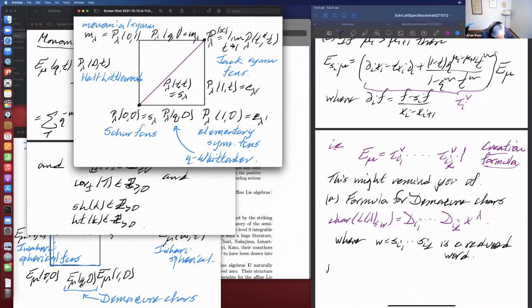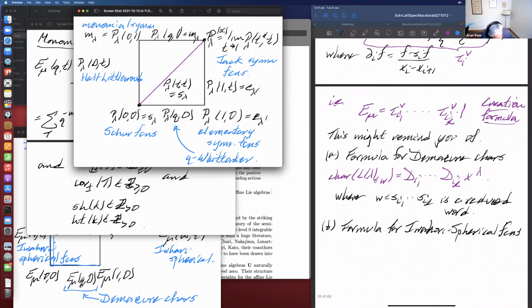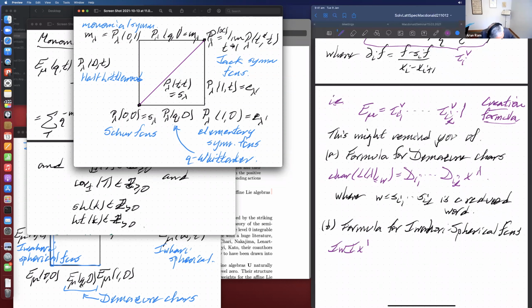Okay, so my other formula is a formula for Iwahori spherical functions. That's a formula that says if I want the Iwahori spherical function, that you might write this way, this is all living in functions on a p-adic group, you should get it by applying T's to x to the lambda.